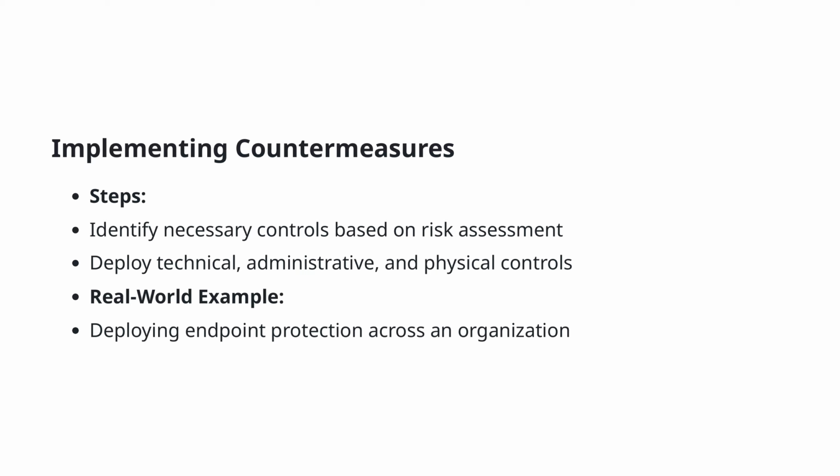Technical controls might include software solutions like firewalls or encryption tools. Administrative controls could be policies and procedures enforced within the organization, and physical controls might involve securing buildings or physical devices. Let's consider a practical example.